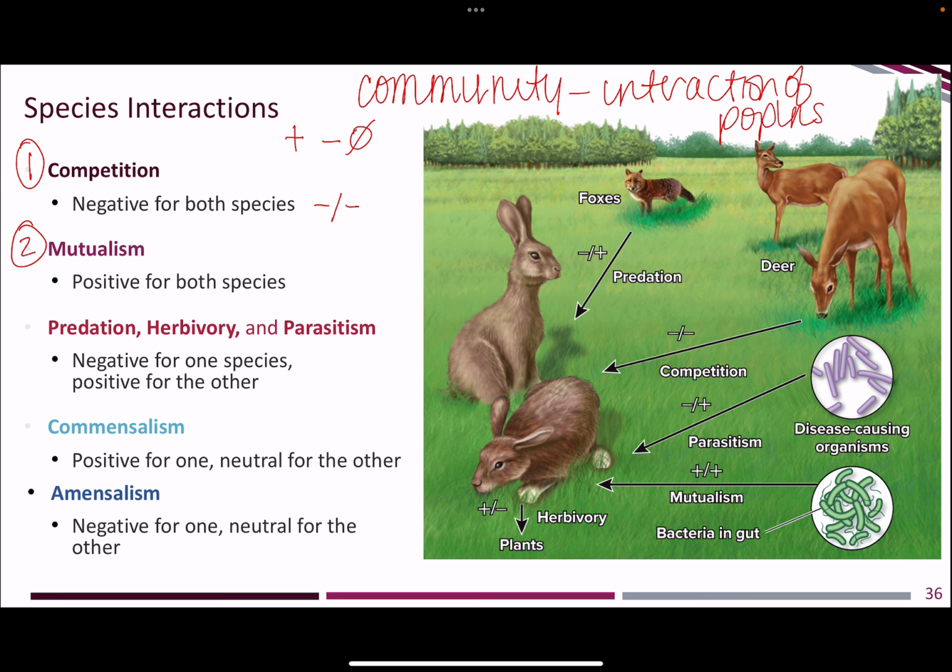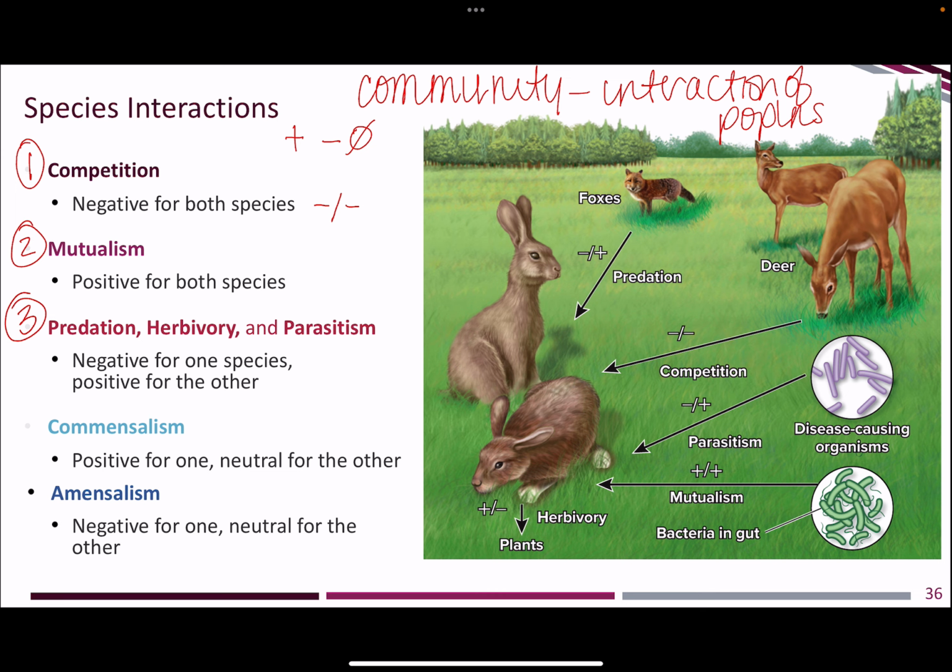Then we've got predation, herbivory, and parasitism. You are probably all familiar with predation and herbivory. We'll talk about those in just a minute. These are going to be negative for one, positive for the other. So I would, again, like you to look at this image, look at the predation example, and just think about how it's positive for one, how it's negative for the other. The other two aren't actually shown here on this image.